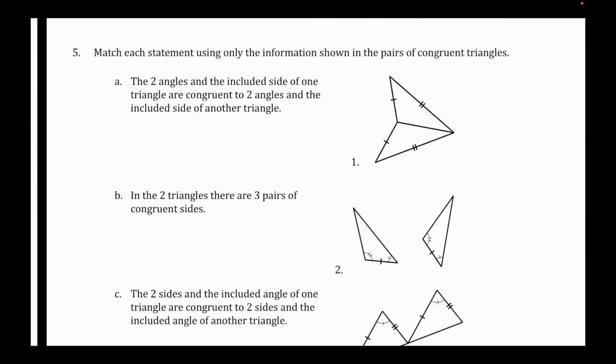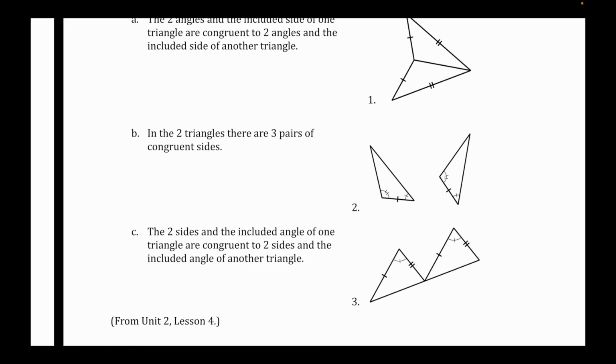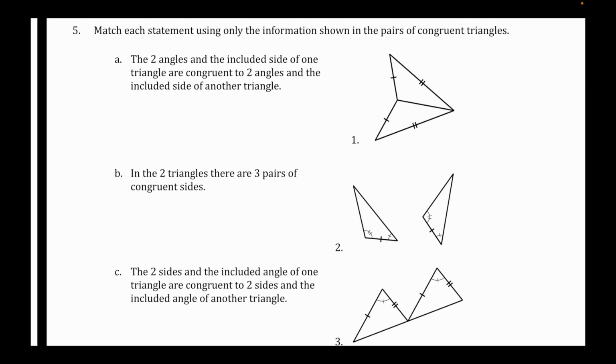And we're skipping question 4, so we're going to move to the next page to deal with question 5. So question 5 here says match each statement using only what's shown in our pairs of congruent triangles. So we're going to match A, B, and C with 1, 2, and 3. Description A says the two angles and the included side, so two angles with a side in between, are congruent to two angles and the included side of another triangle. That one looks like number 2 right here to me. This is going to be drawing number 2.